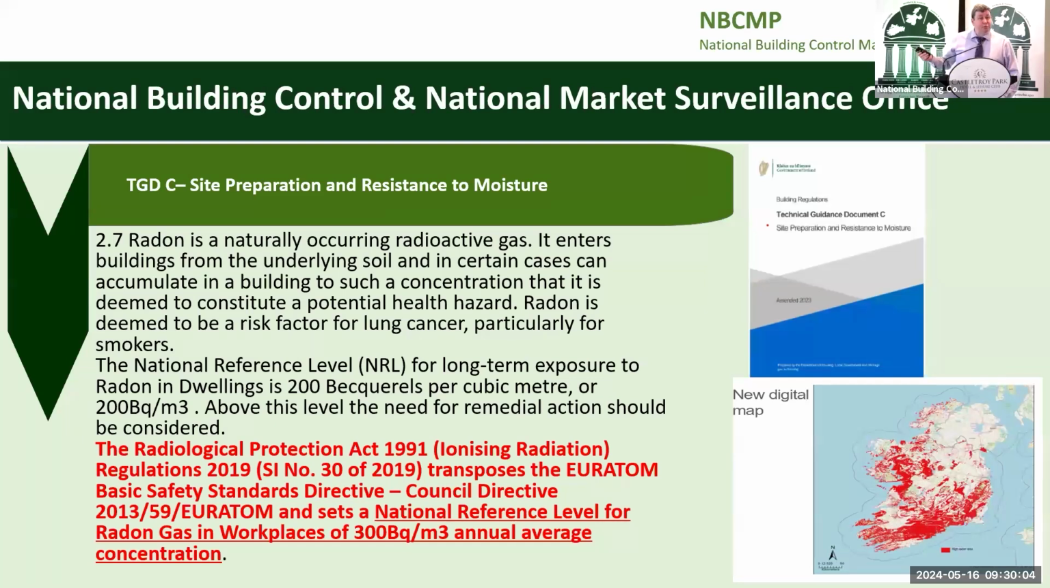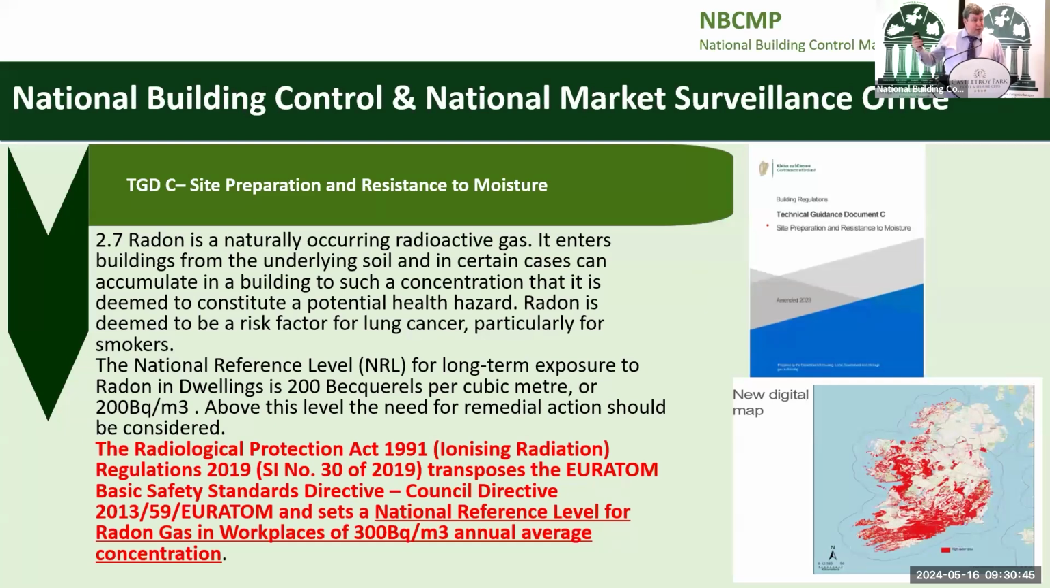The number of people that die from radon-related causes in a year is maybe 300 to 400 people a year. So every dwelling has to have a limit of 200 becquerels per cubic metre. The Radiological Protection Act 1991 and the ionising radiation regulation, SI 30 of 2019, really was the implementation change for Part C to 2023 because it's a regulation, and it relates back to existing buildings other than dwellings, where the becquerel limit was reduced from 400 to 300.